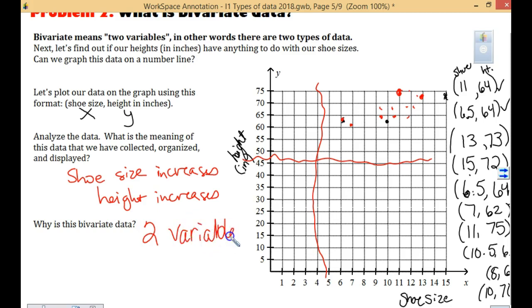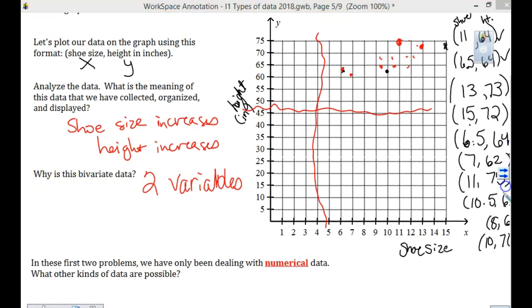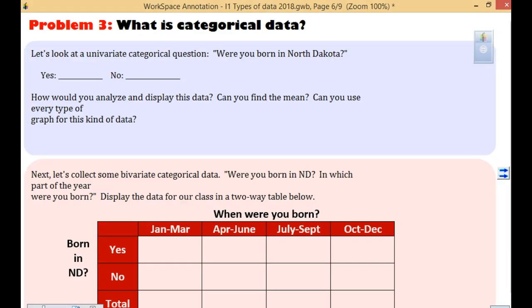Are our variables numeric here? Were both of them numeric? Yeah, they were both numeric when we looked at that. So it says for these first two problems, all of our data was numerical. What kinds of other data are possible? So we gave some before when we looked at that categorical, but what I would like you to do now is we are going to, on the top of that next page, look at categorical data.